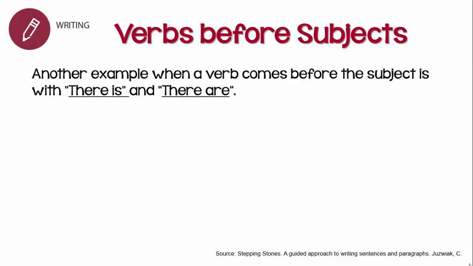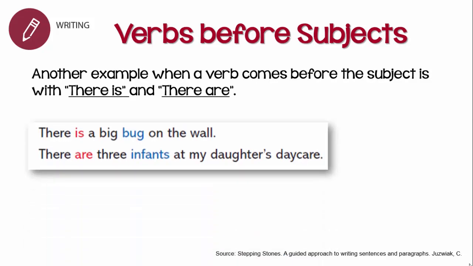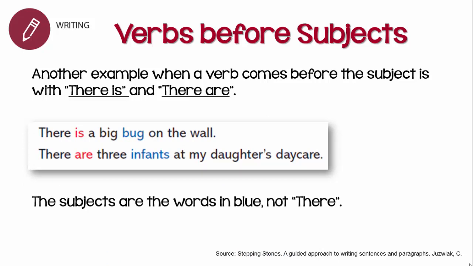Another example when a verb comes before the subject is with there is and there are. There's a big bag on the wall. There are 3 infants at my daughter's daycare. The subjects are the words in blue, not there.